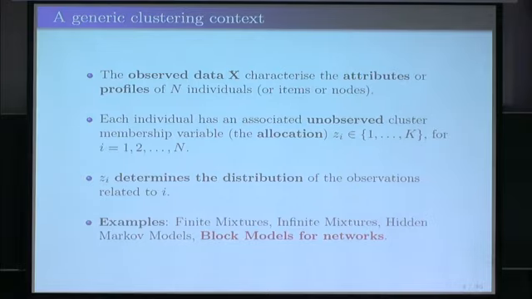A generic context here is where we have observed data X, and each observation has a certain attribute associated to it. Each individual has an associated unobserved cluster membership value or allocation. So each x_i has an underlying z_i, where z_i takes values from 1 up to capital K, for each of the capital N observations. And z_i determines the distribution of the observation related to observation i.